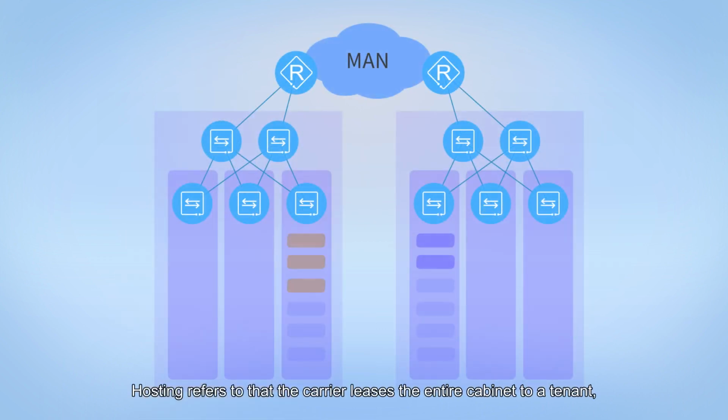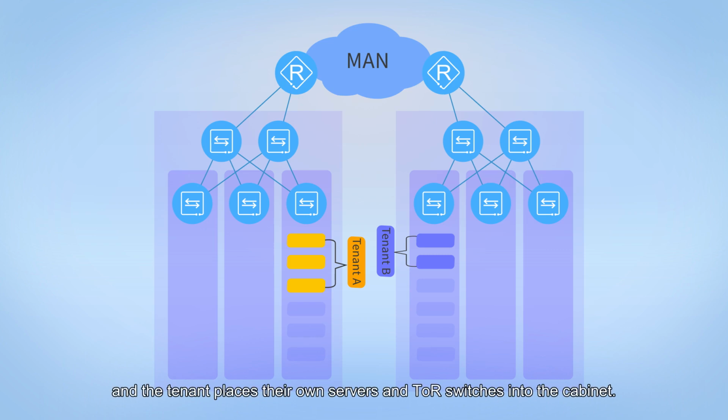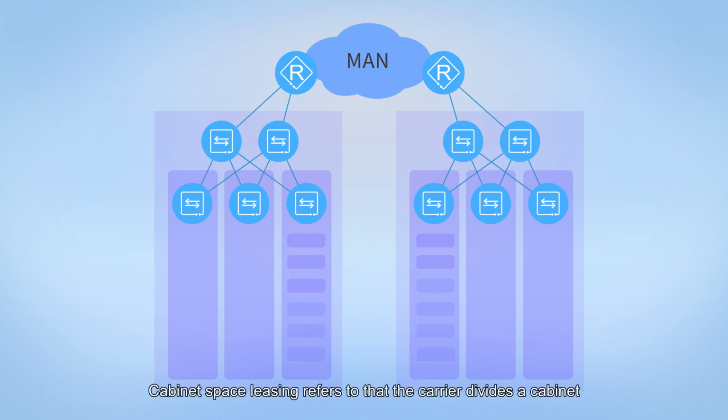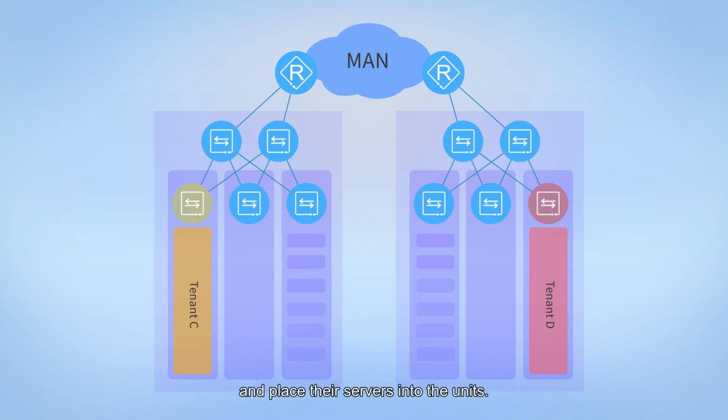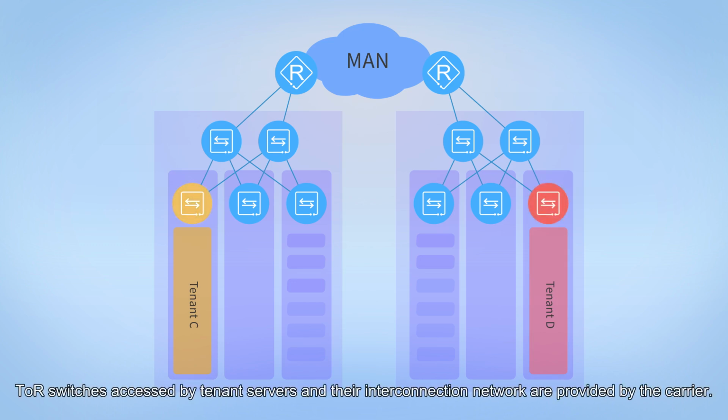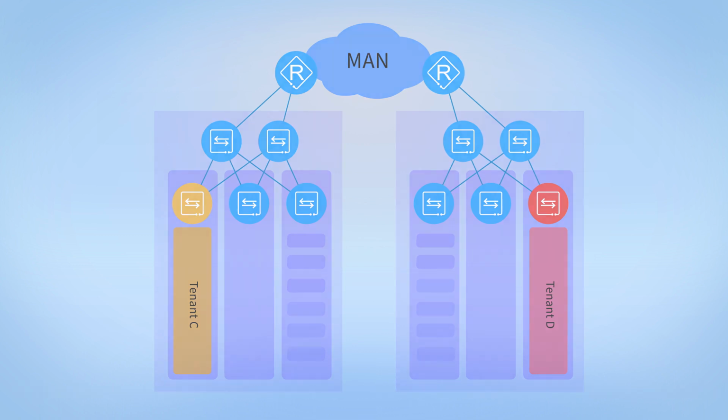Cabinet leasing refers to a carrier leasing the entire cabinet to a tenant, and the tenant places their own servers and ToR switches into the cabinet. The carrier is responsible for providing the interconnection network. Cabinet space leasing refers to carriers dividing a cabinet into different units for leasing, and tenants rent a required number of units and place their servers into the units. ToR switches accessed by tenant servers and their interconnection network are provided by the carriers.